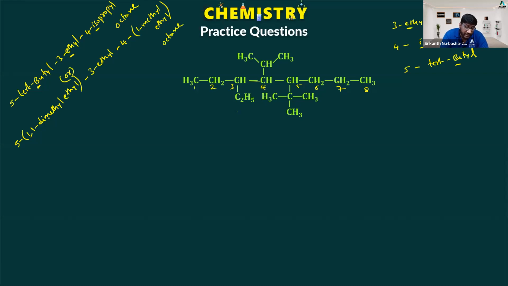Now whenever you are writing dimethyl in the complex substituents, do you have to consider D or not? If it is a simple substituent, you should not consider D. In the complex substituent, you have to consider D. If you do not consider D, which comes first? 3 ethyl has to be coming first.